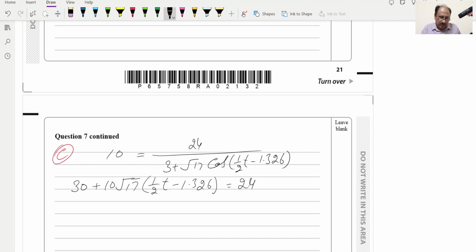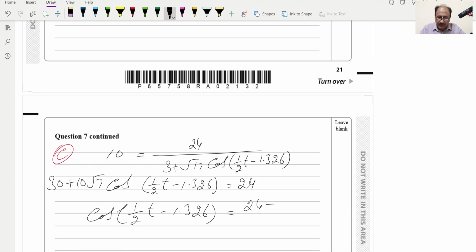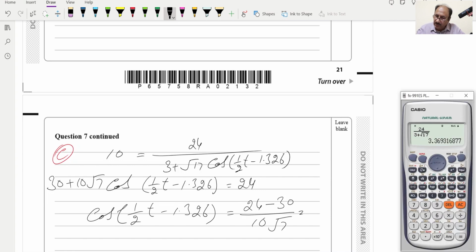We missed cos, so I will erase this and write cos of this one. Basically this should be 30 plus 10 root 17. Yes, now this is correct. Now we can find cos of 1 by 2t minus 1.326, and this is equal to 24 minus 30 divided by 10 root 17.